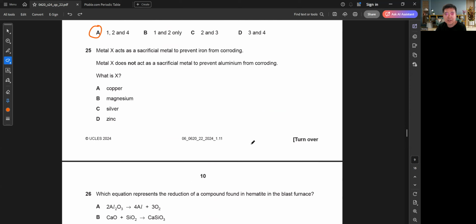Number 25, metal X is a sacrificial metal. Okay, so this is the rusting one. Metal X does not act as a sacrificial metal to protect aluminium, but it does protect iron. So what does that tell us? It's more reactive than iron, but less reactive than aluminium. So for this one, students need to have the reactivity series.